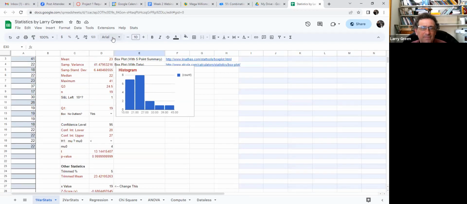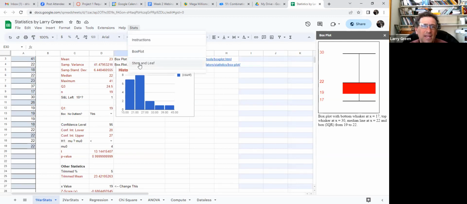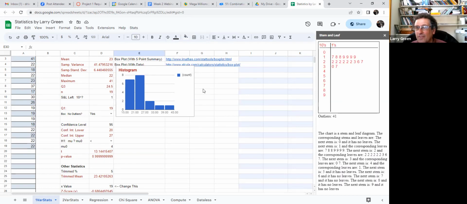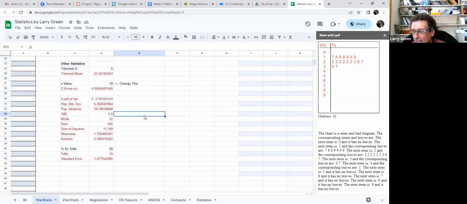It also will do a histogram. It also, if you go to stats and box plot, it'll give you a box plot. Also, if you go to stats and do stem and leaf, it'll give you stem and leaf. Okay, you need all of that, by the way. And in your paper, you need to actually copy and paste all the charts into your paper itself. And you need to copy and paste columns C and D into your paper. Okay. So that has to be there, because I'll look at it, and if it's not there, you lose points. Okay, it's not hard to do that.